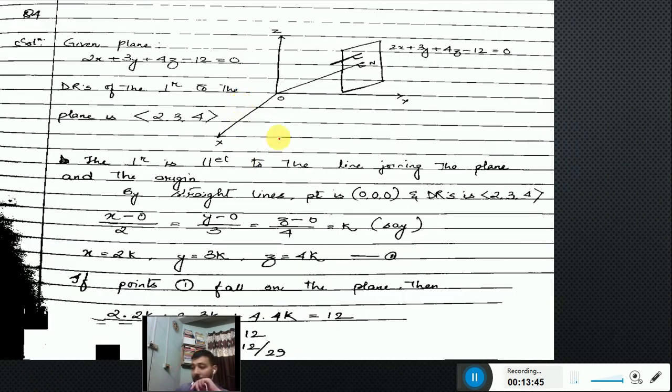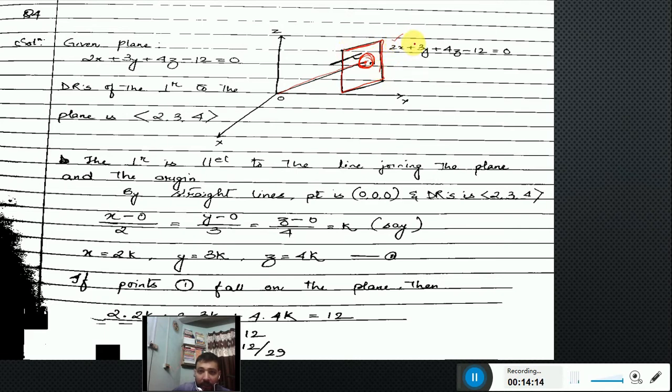Now see, question number 4 says, in the following cases, find the coordinates of the foot of the perpendicular drawn from the origin. Now we need to find the foot of the perpendicular drawn from the origin. This is the perpendicular drawn from the origin. We need to find the foot of the perpendicular. This point here we need to find. Okay, how are we going to find it? See, this plane is given to us.